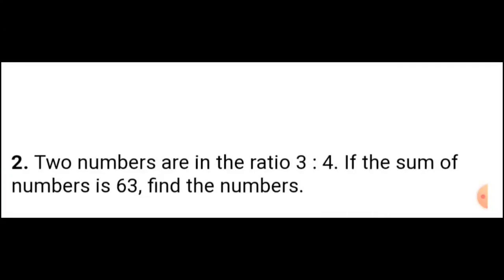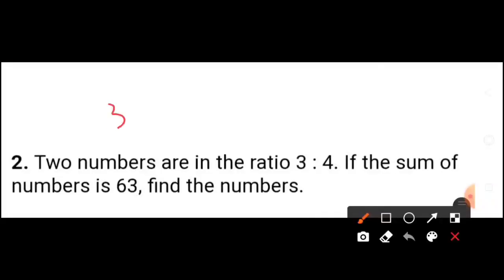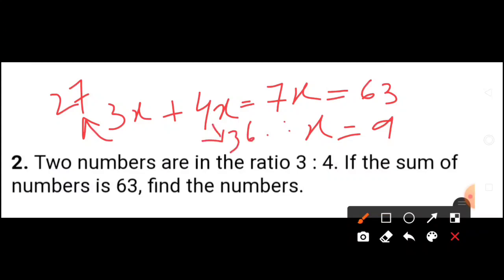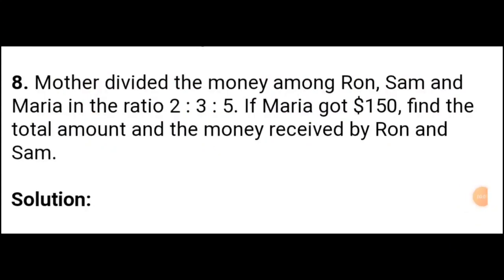Here it is saying two numbers are in the ratio 3:4. We don't know the original value, so we will consider this as 3x and 4x. So 3x plus 4x will be 7x. It is saying that 7x is equal to 63. If 7x is equal to 63, then x will be 9, since 7 9s are 63. So the numbers will be 3x, which is 3 into 9, that is 27, and 4 into 9, that means 4 9s are 36. So the numbers are 27 and 36.